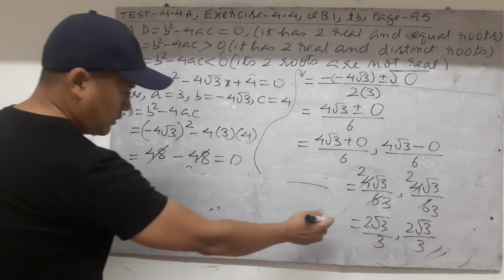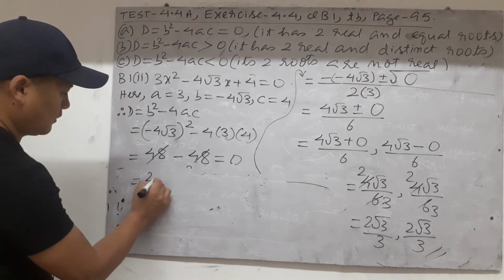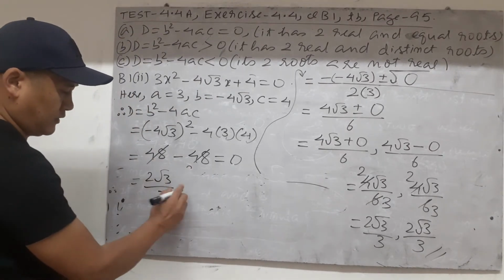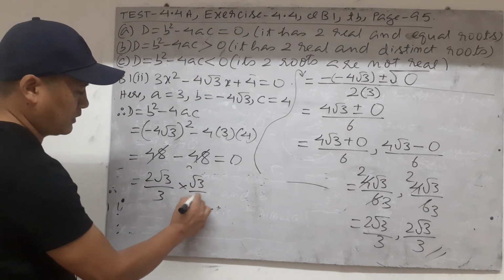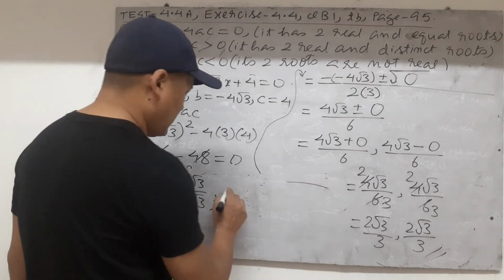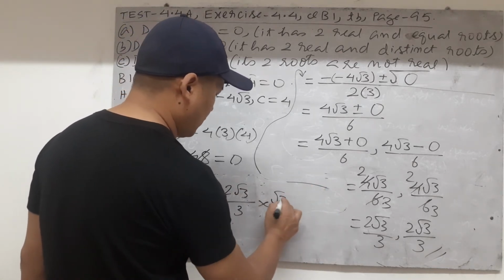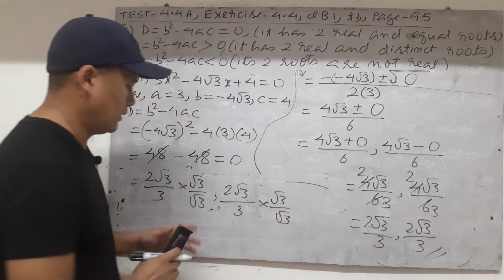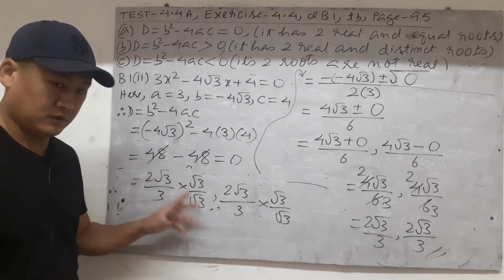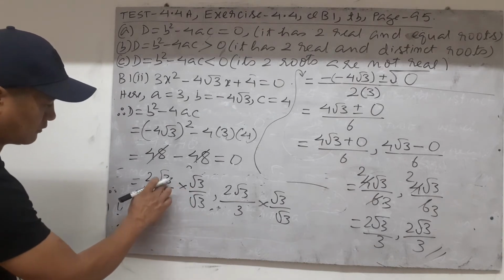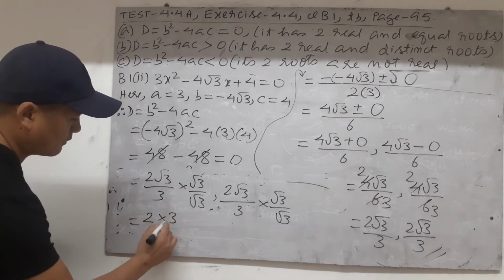Just continue from here: equal to 2 root 3 by 3, same thing. To remove this root, just multiply by root 3 up and down. Then 2 root 3 by 3 multiplied by root 3 up and down. That way it is multiplying by 1, since root 3 by root 3 is 1. But don't cancel. Root 3 into root 3 is 3.